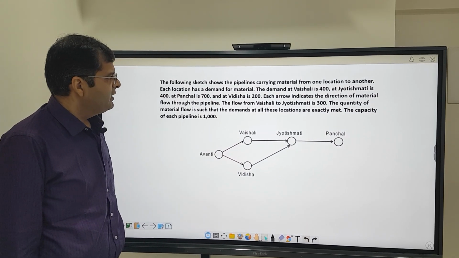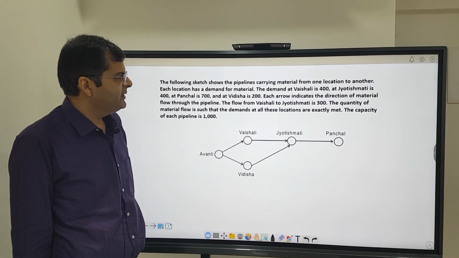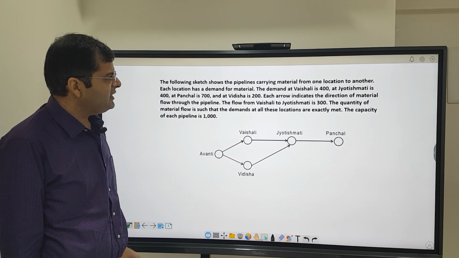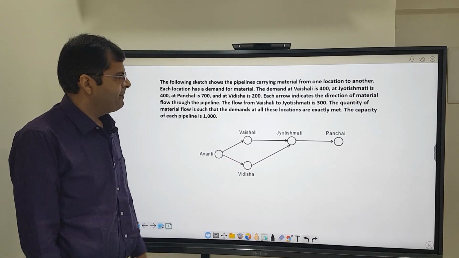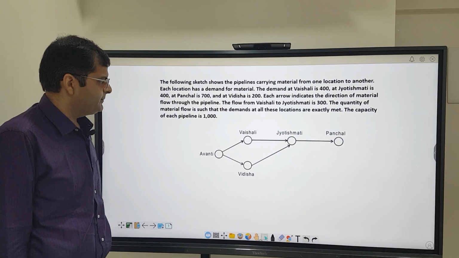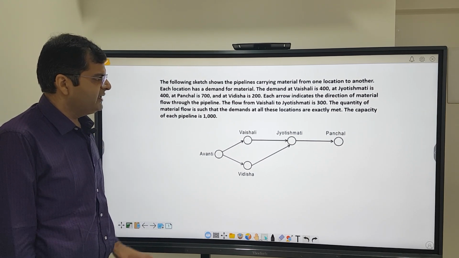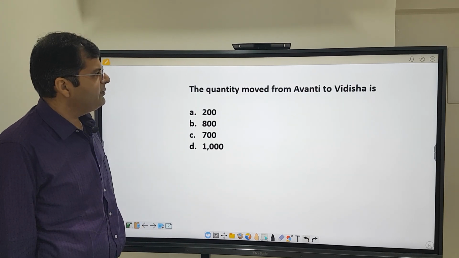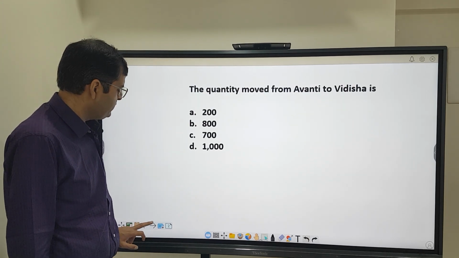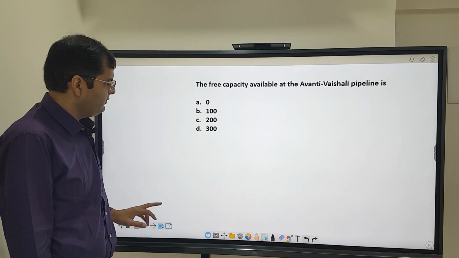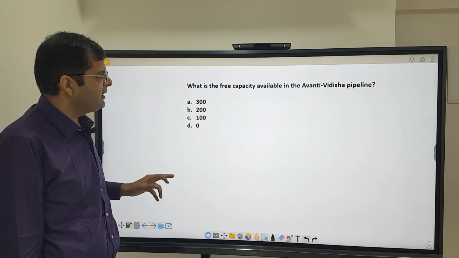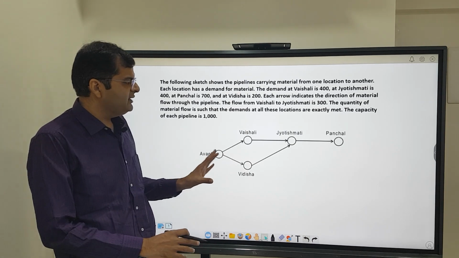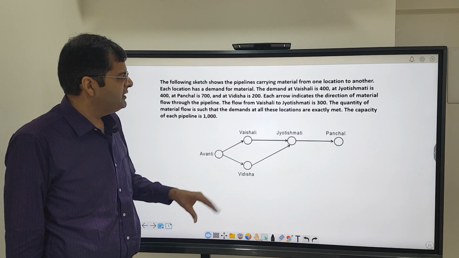flow through the pipeline. The flow from Vaishali to Jyotishmati is 300. The quantity of material flow is such that the demands at all locations are exactly met. The capacity of each pipeline is 1000. Okay, so basically this is the data. We'll see the kind of questions it asks. The quantity moved from Avanti to Vidisha is how much? The free capacity available in one of the pipelines, and then what is the free capacity available in the other pipeline? That's the question. So basically what we have to figure out is exactly how the material is flowing.